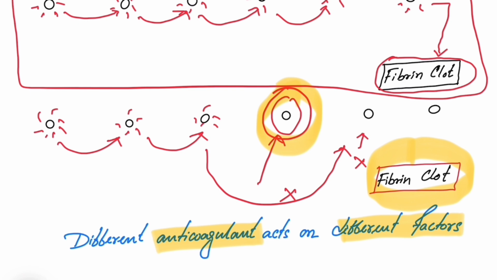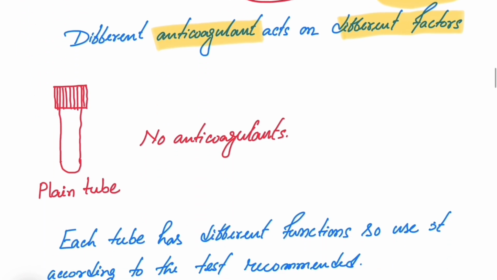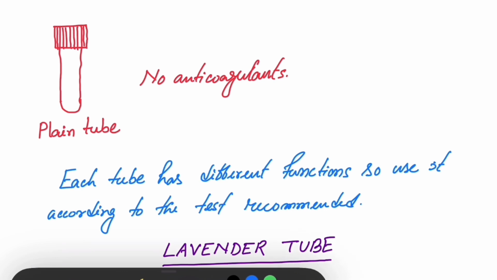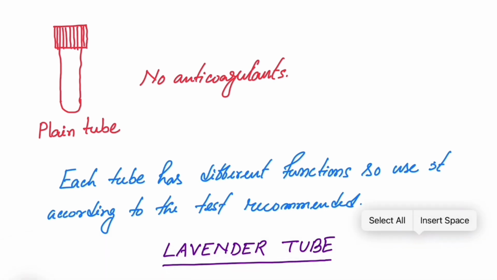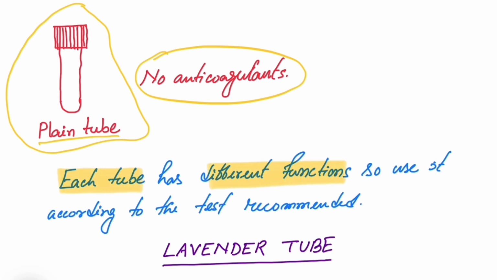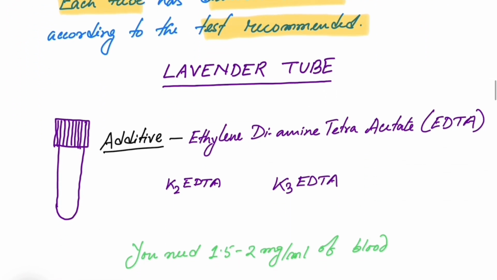Their function may be different. And remember, there are some tubes which don't contain any anticoagulants, like this red tube, which is also known as the plain tube. It doesn't have any anticoagulants, and each tube has different functions, so use it according to the test recommended by the physician. First, we are going to discuss the lavender tube.